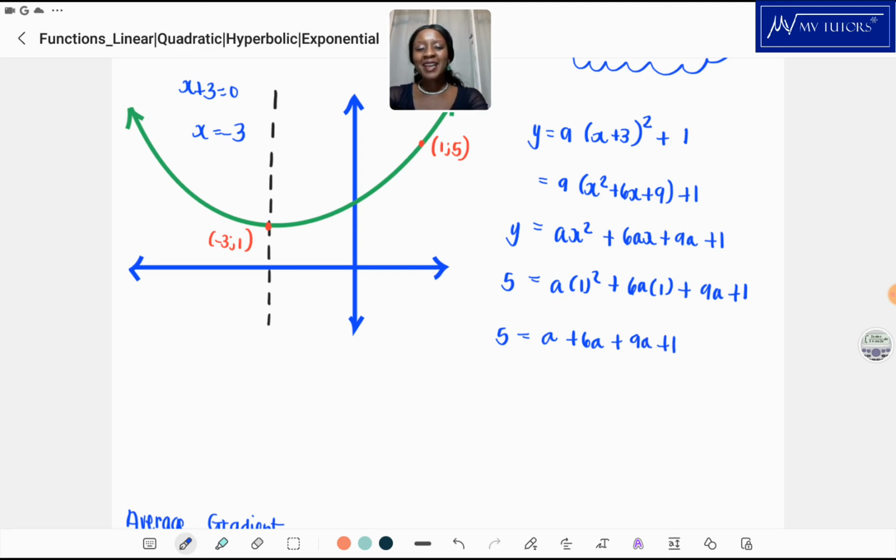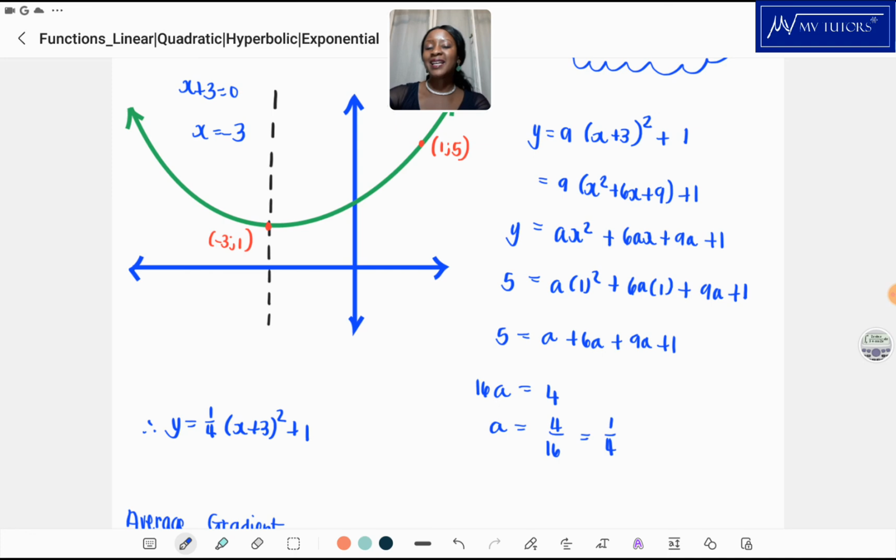All right, so a plus 6a, 1 plus 6, that will be 7a, and 7a plus 9a, that will be 16a. I'm just going to put it this side, 16a, and then if I take 1 to the other side, I'm going to get 5 minus 1, which is 4. Okay, so if I were to then divide by 16, I'm basically going to get a quarter. So a is a quarter, and if I put it in the equation, well, I'm going to write it this side. So basically y is equal to a quarter (x plus 3) squared plus 1, and that would be my equation. All right, goody.